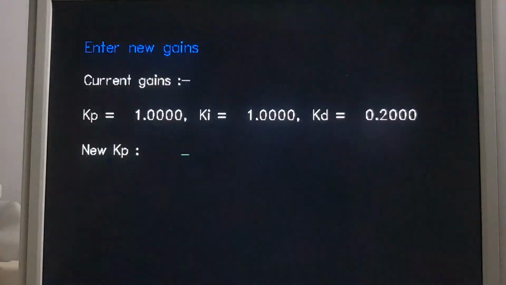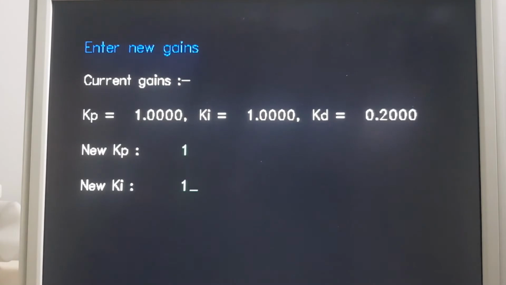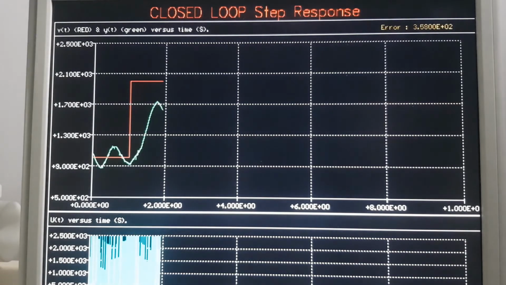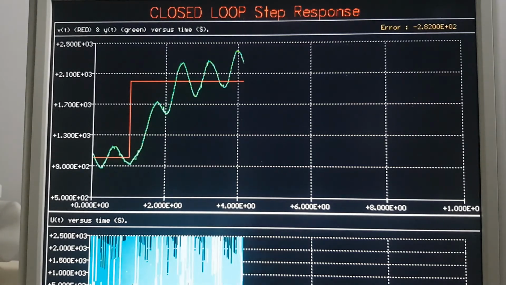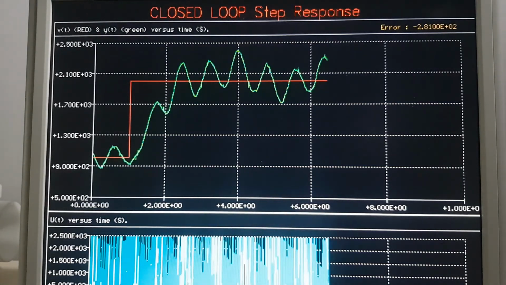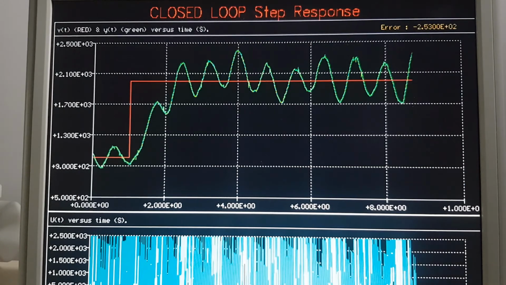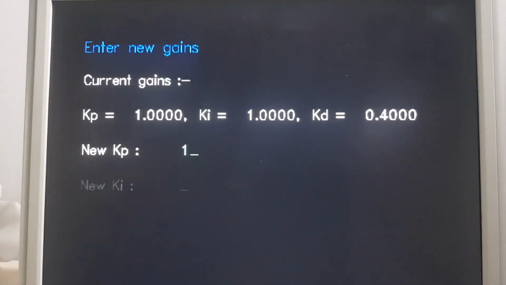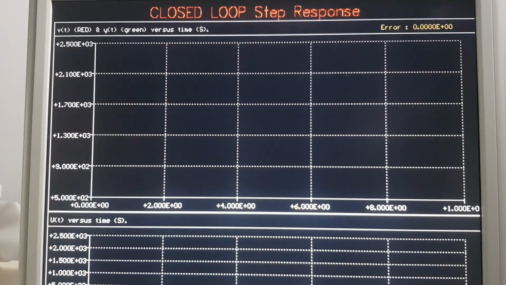If we keep on increasing that derivative gain, 1, 1 and say 0.4, this will get worse. You can see now it's gone into some sort of high frequency extra oscillation in there due to the derivative control. So it's not a win-win situation with derivative. So we go back to 1, 1 and 0.1. This is probably our best derivative controller.